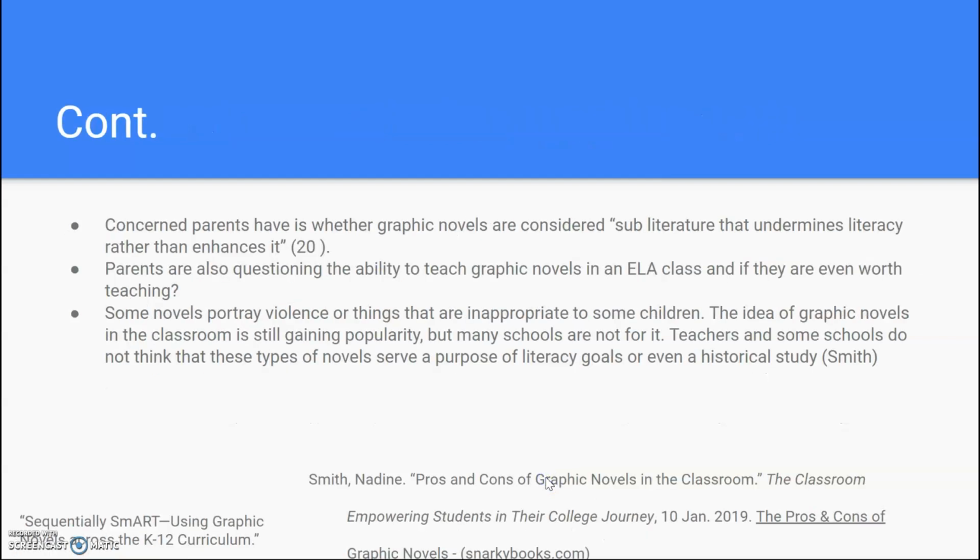So, continuing onto this page, these are the cons of the realization that people do not want to use graphic novels in the classroom. Some concerned parents wonder whether graphic novels are considered sub-literature that undermines literacy rather than enhances it. Many parents are thinking, oh, you're reading a comic book, basically, which is what a graphic novel is. You're just looking at the pictures, you're not reading it. It has nothing to do with Common Core standards. You're not teaching my child anything.